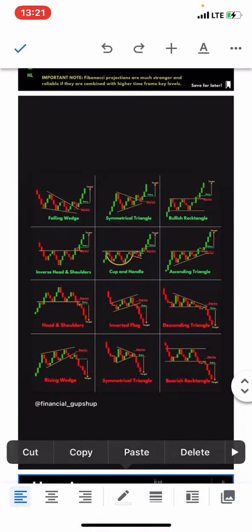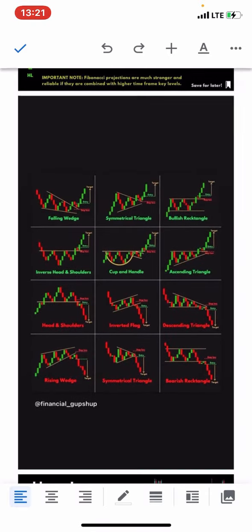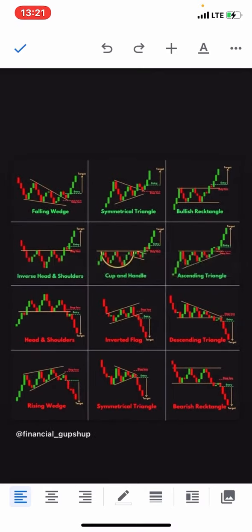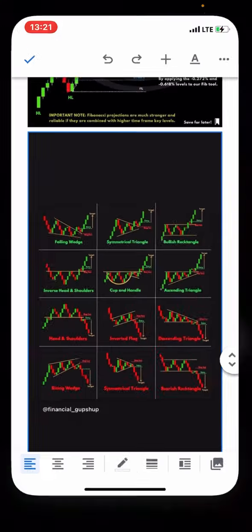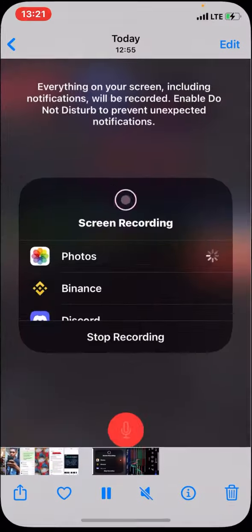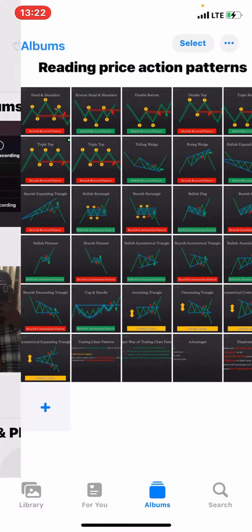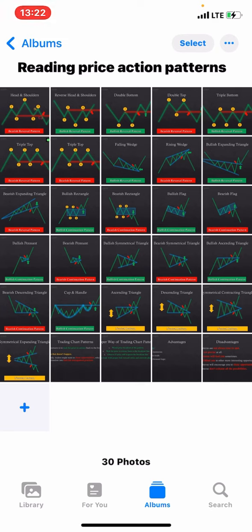You see all these things right here? This is price action trading. This part alone is price action trading. See the different types of price action. You have falling wedge, symmetrical triangle, bullish rectangle, inverse head and shoulders, cup and handle, ascending triangle. These are for bullish trends. On my album, I have an entire album dedicated to price action. Any price action I see, I save it.